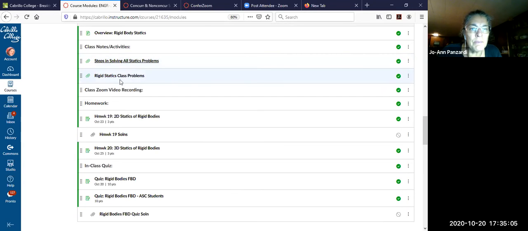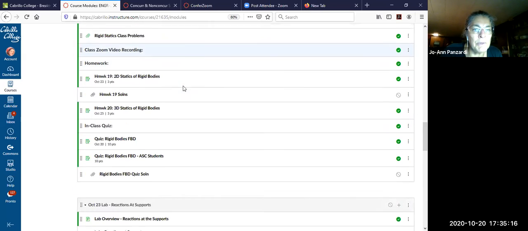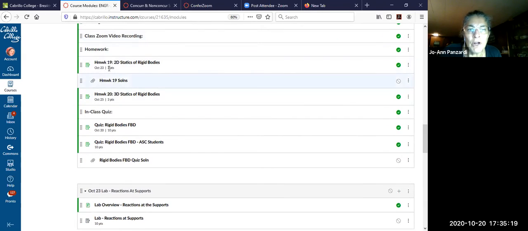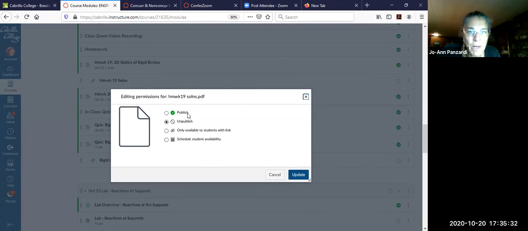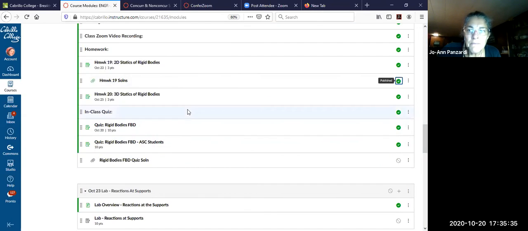Okay. Then these are the problems that we worked on so far. We did these two, and we're going to do a couple of 3D ones on Thursday. And they're all here. And then I'll put the Zoom recording, of course. You have two different homeworks, homework 19 and 20. 19 is 2D problems and 20 is 3D. Do you want me to post the solutions? I think the answer is yes. So I'm publishing the solutions. So now you have homework 19 and 19 solutions. I did not choose homework 20 yet, but I have until Thursday.